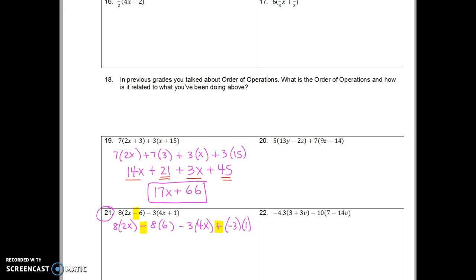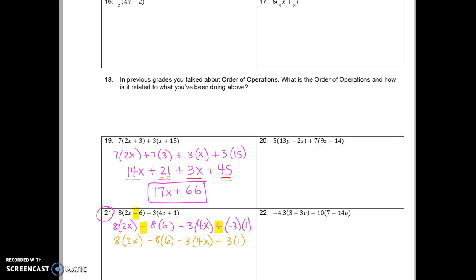Now, a lot of people think that's too complicated, and you may see it this way as well. 8 times 2x minus 8 times 6 minus 3 times 4x minus 3 times 1. And that's how I actually show the work. However you show it, be consistent. And if you're making a mistake with these problems, because there's lots of mistakes that happen here, then you're going to need to change the way that you're doing things.